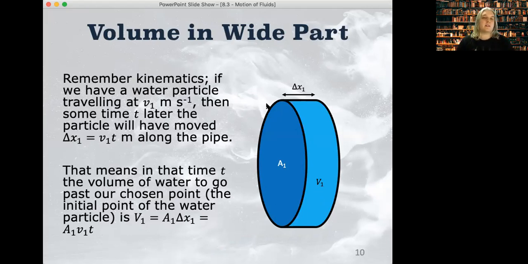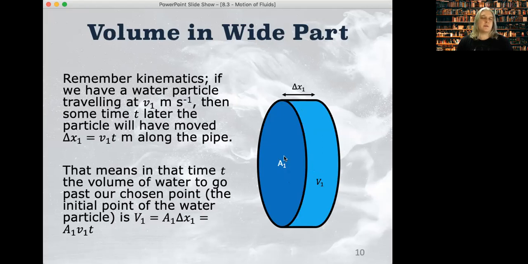So we know that all the particles are doing the same thing. Any particle that starts at this area of the surface, this slice of water, will have moved delta x along in that time. And that gives us a volume, because we've now got an area times the length. And that distance delta x is given by the velocity of the fluid at that point. All the fluid is flowing at the same velocity. So that means that delta x is actually v1 times t.